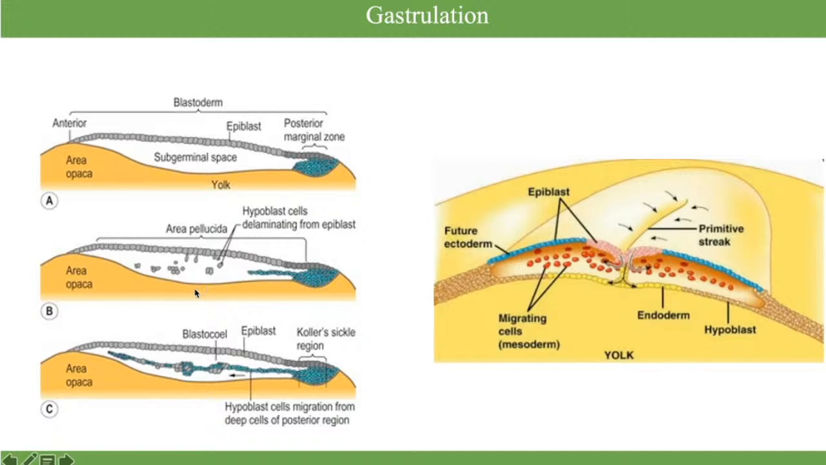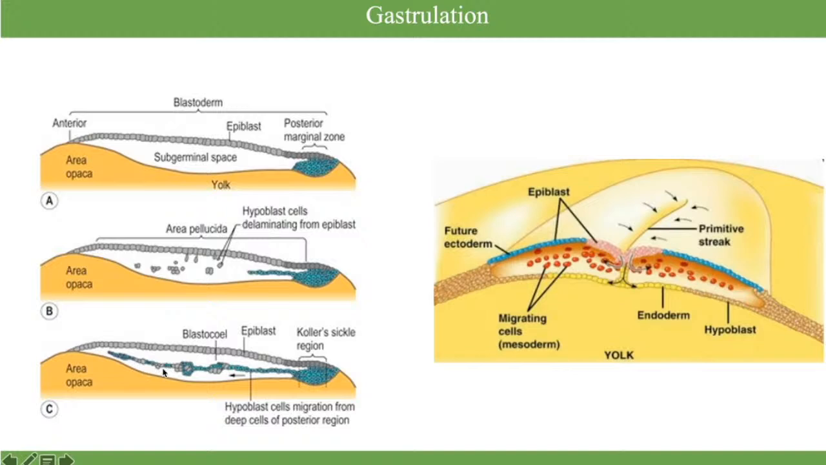When they are extending, what do they do further? These cells compress and fold the primary hypoblast ahead of it. See over here? Compress and fold. You see these gray cells? They were delaminating from the epiblast. And you see the green cells? They are from the second generation of hypoblast. Got it? So these cells compress and fold the primary hypoblast ahead of it.